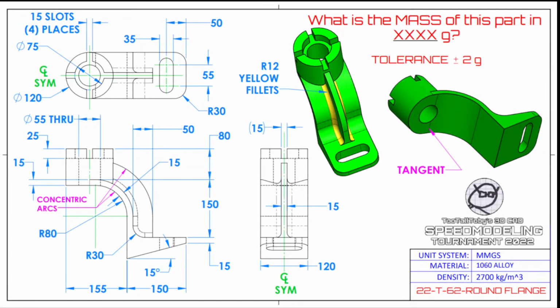What is the mass of this part in XXXX grams plus or minus 2 grams? This is another part from the tournament series last year. The material for this one is 1060 aluminum alloy, 2,700 kilograms per cubic meter. Can't remember if that's the same as what we were using on the last part or not, but we are going to be asking you to tell us the mass of this part in 4 digits, XXXX grams, and we want to use a tolerance of plus or minus 2 grams. I'm going to take a little sip of my drink here, give you guys a chance to do a screen capture for that part.